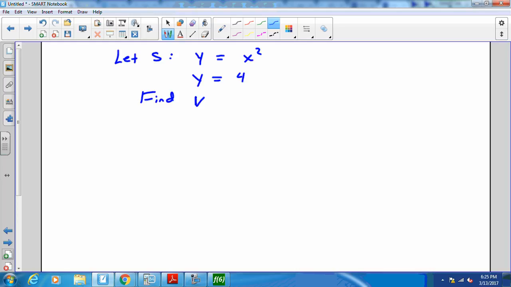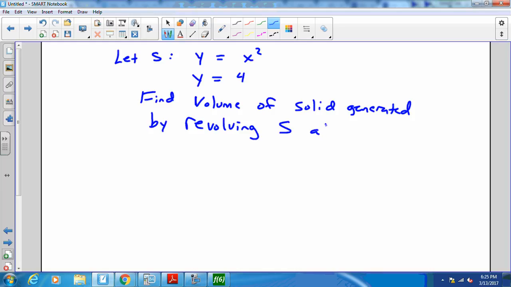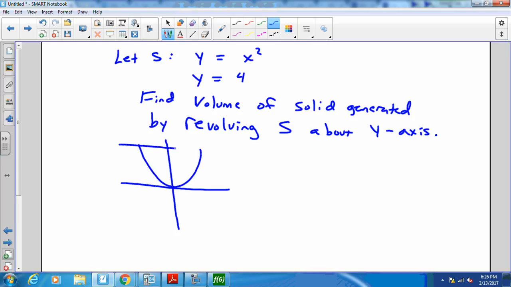Let S be the region defined by y equals x squared and y equals 4. Find the volume of the solid generated by revolving S about the y-axis.